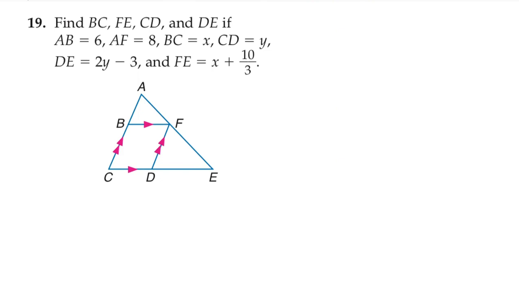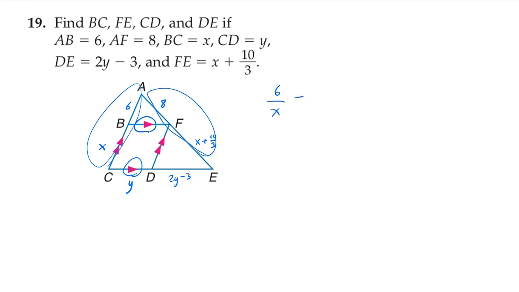Ooh, and it gives us some crazy ones here. So it says this is 6, AF is 8, BC is X, CD is Y, DE is 2Y minus 3, and FE is X plus 10/3. Let's see what we can do. Well, first, because of these parallels, I could use the triangle proportionality theorem here. So I could say 6 is to X as 8 is to X plus 10/3, right?